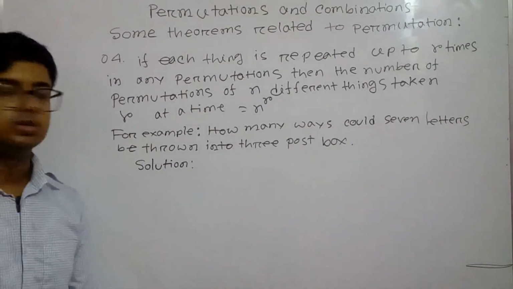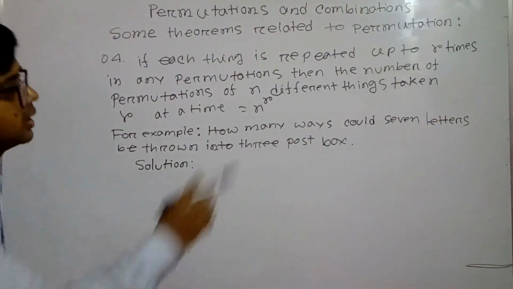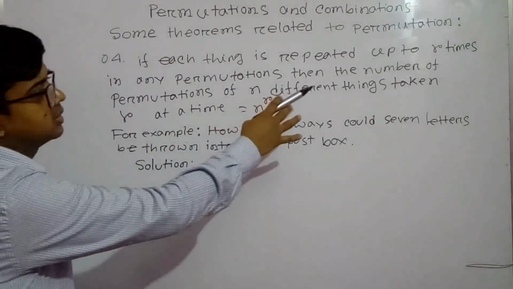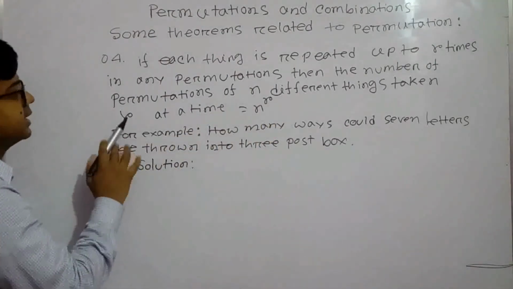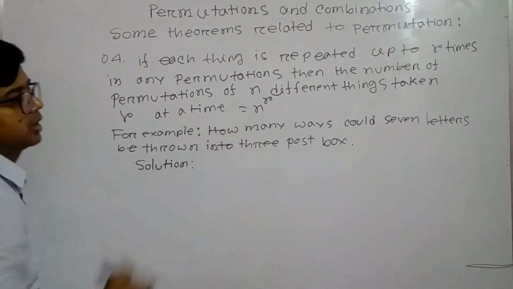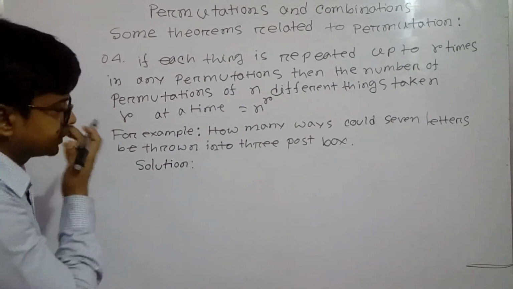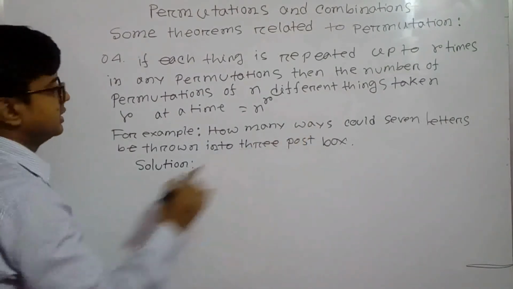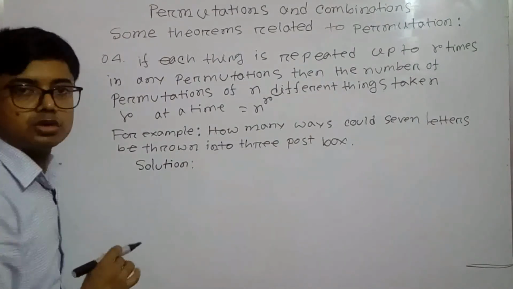Now formula number 4. If each thing is repeated up to r times in any permutation, then the number of permutations of n different things taken r at a time equals n to the power r. Here n is fixed. For example, how many ways could 7 letters be thrown into 3 post boxes?